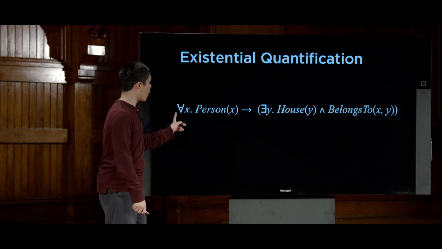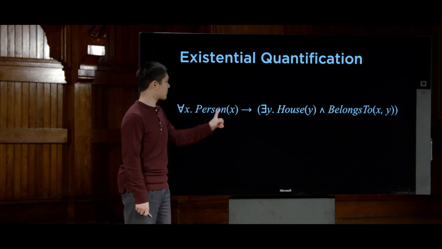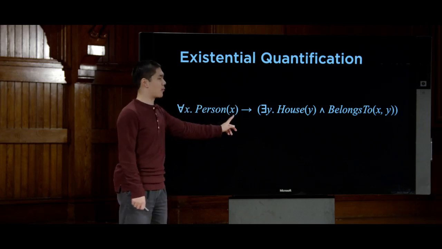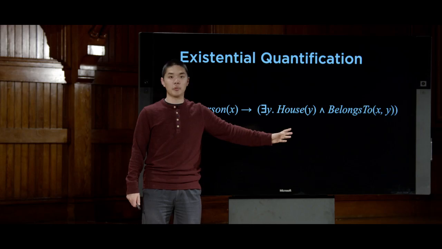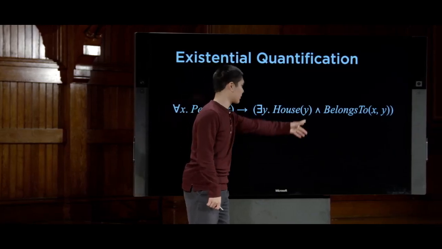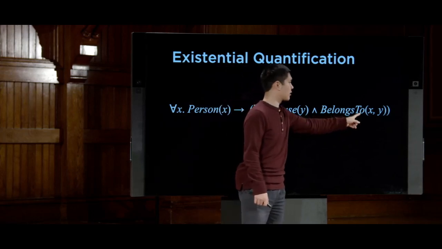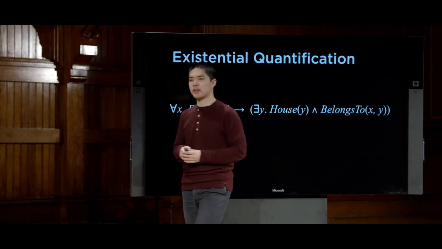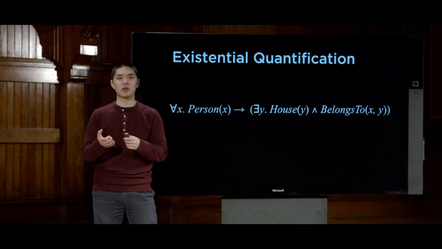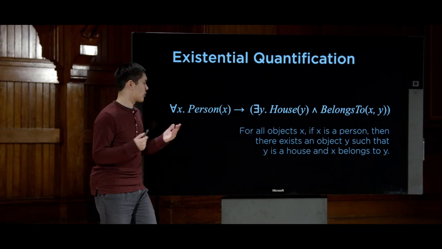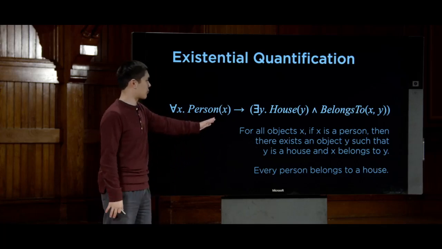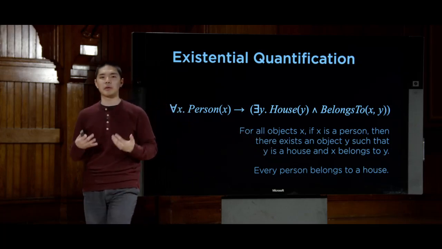Here we're saying that for all values of x, if x is a person, then this is true. So in other words, I'm saying for all people, and we call that person x, this statement is going to be true. What statement is true of all people? Well, there exists a y that is a house. So there exists some house, and x belongs to y. In other words, for all people out there, there exists some house such that x, the person, belongs to y, the house. So phrased more succinctly, every person belongs to a house. That for all x, if x is a person, then there exists a house that x belongs to.